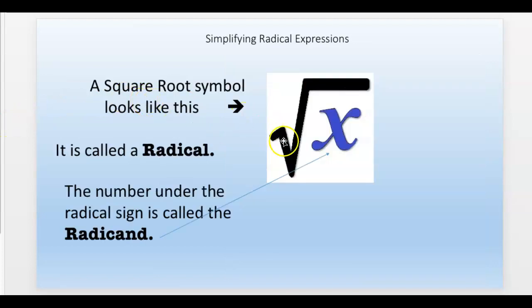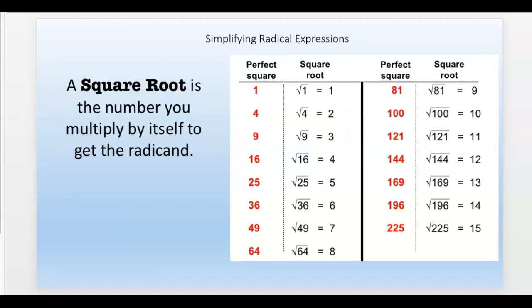A square root symbol looks like this. You've seen it before, I'm sure. It's called a radical, and the number that is inside the radical sign, or underneath it, is called the radicand. A square root is the number you multiply by itself to get the radicand, to get the number that you're starting with. And again, this is a chart of perfect squares and the square roots.